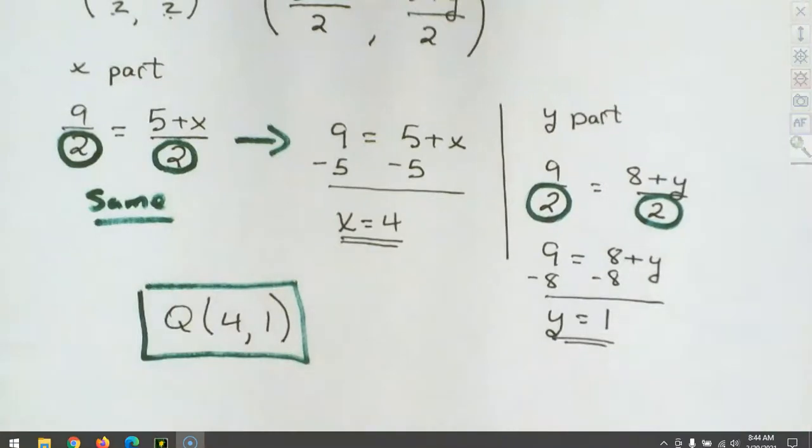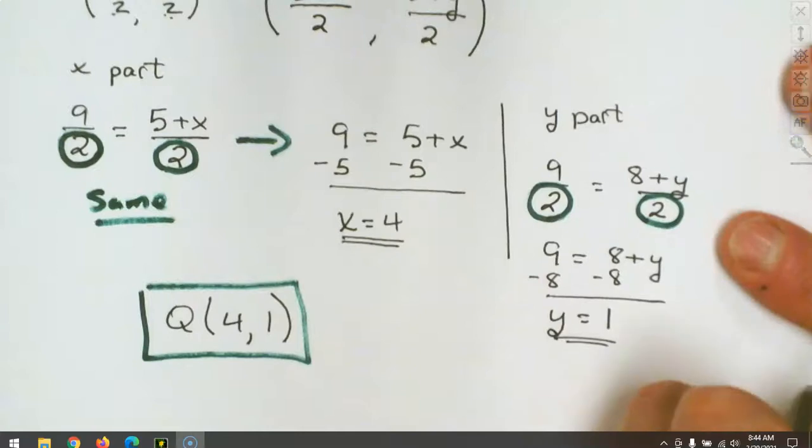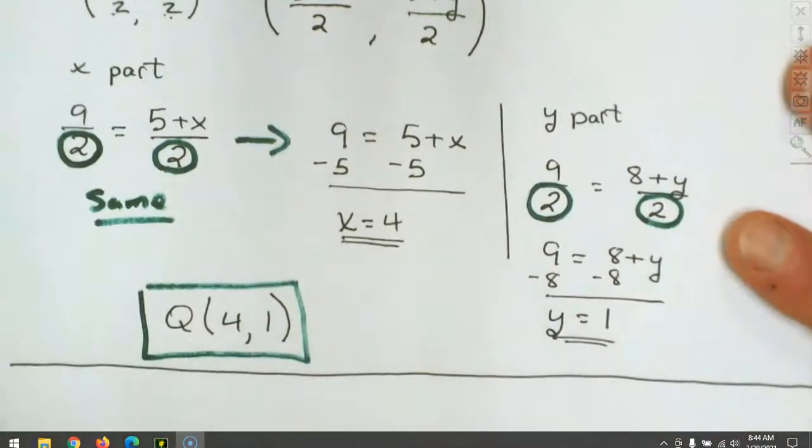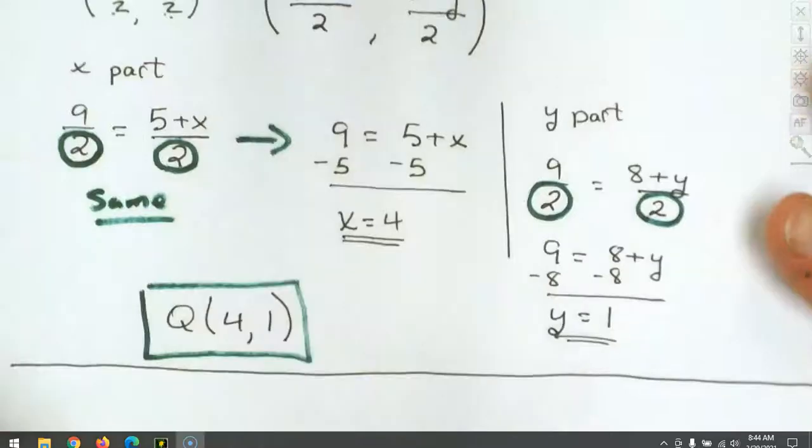So does everyone see how that one works? So the fractions clear themselves out because they're the same. As long as the denominators are the same, then we can just get rid of the denominators because it doesn't matter because they are the same. If one would have been a 4 and one would have been a 5, then we would have to cross multiply. But in this case, we don't need to do all that because they're the same.